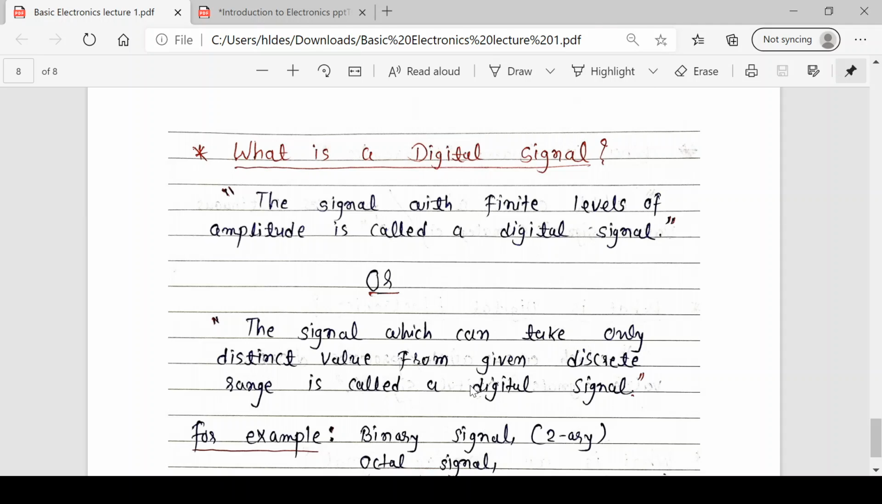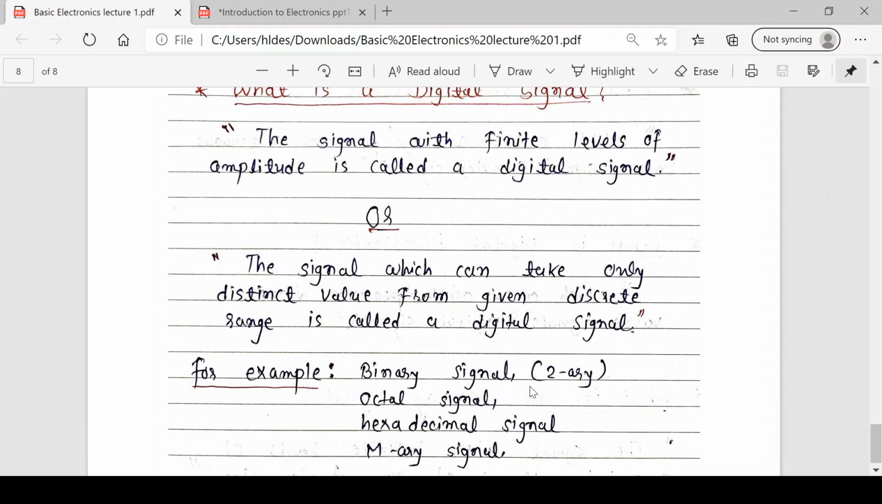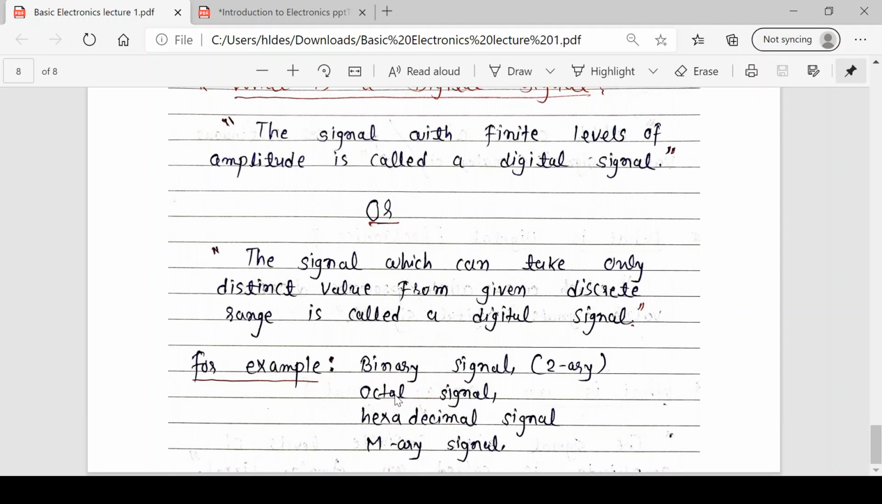What are the examples? Binary signal that we saw, or you can say two-array signal. Binary means two, that is two-array signal. Octal signal having 8 levels. Hexadecimal signal having 16 levels. Or in general, you can have M-array signal. M may be 2, 3, 4, 5, 6, 7, 8, 9, whatever it may be. But if your number of amplitude levels are finite, your signal is said to be digital.